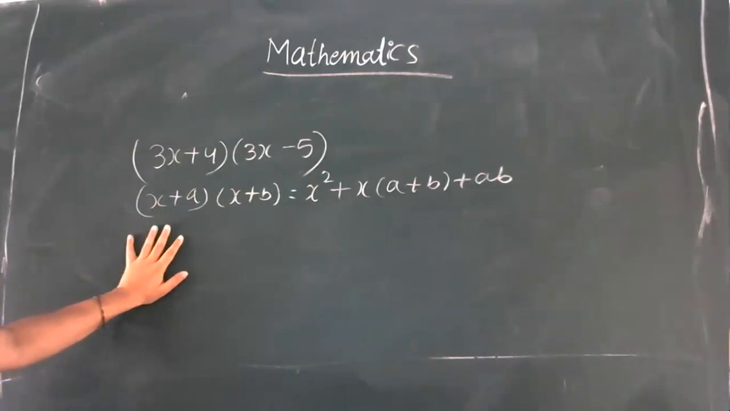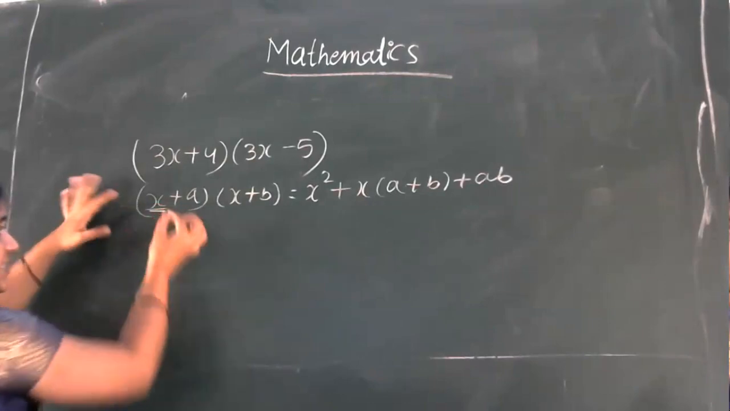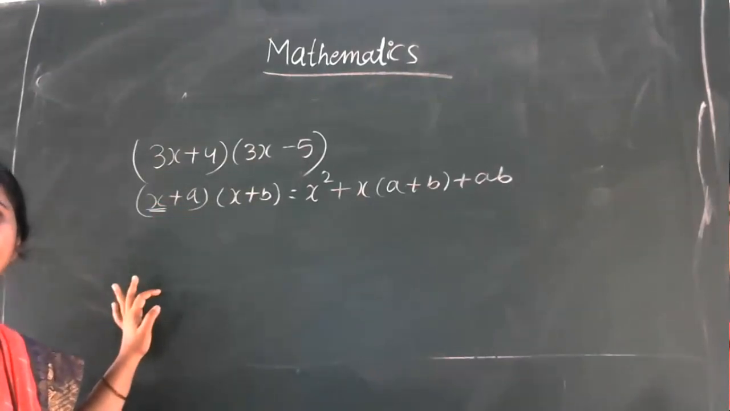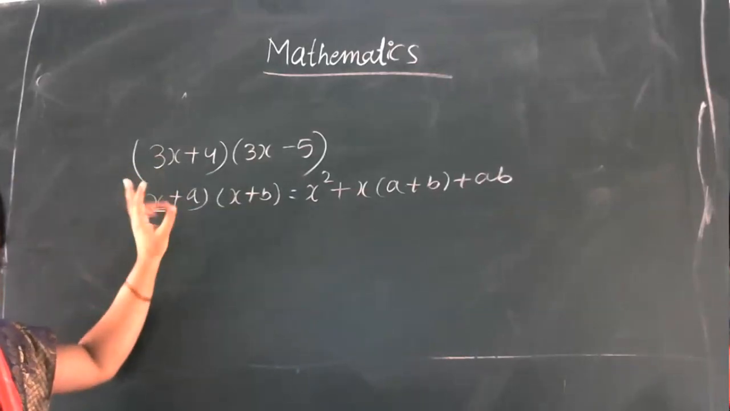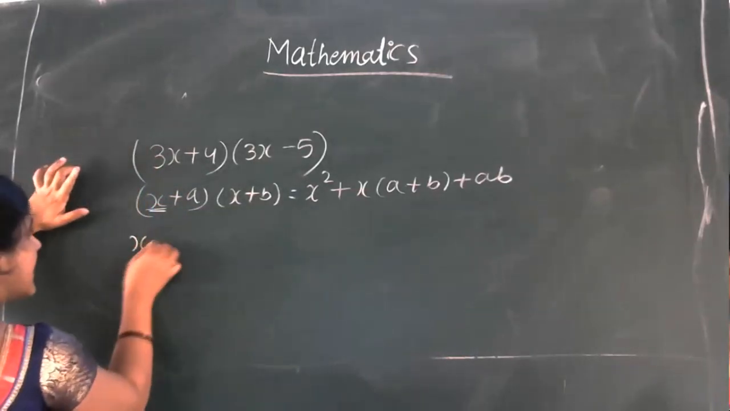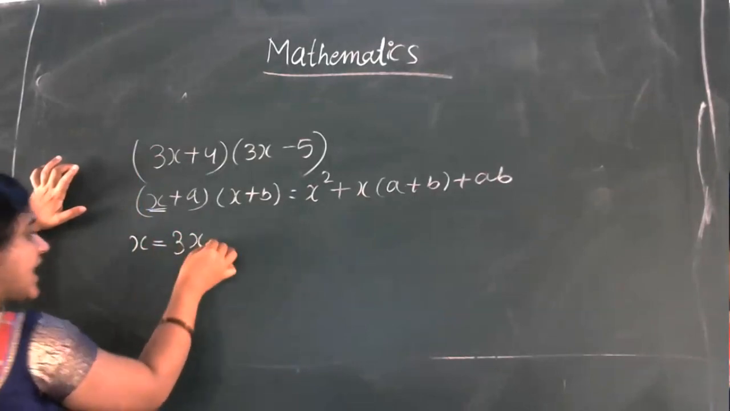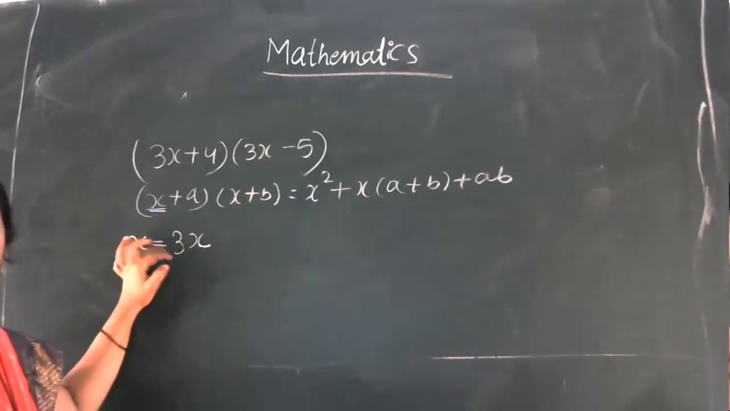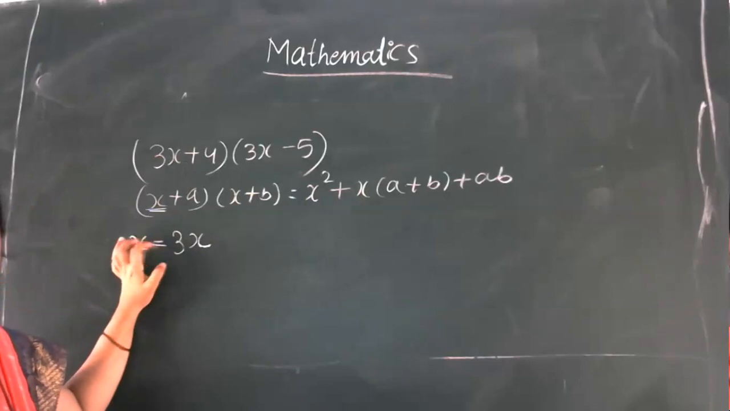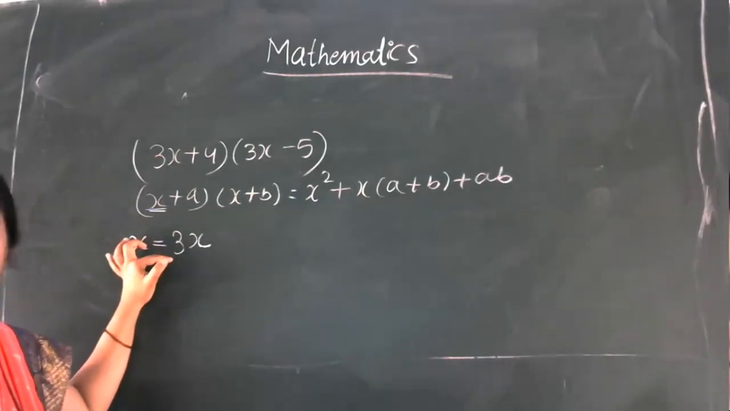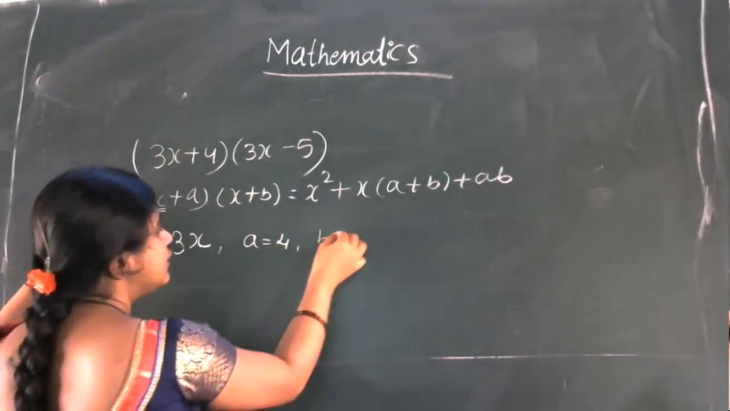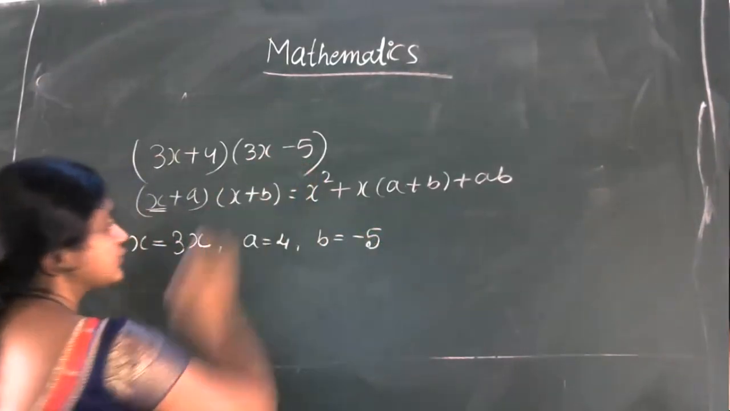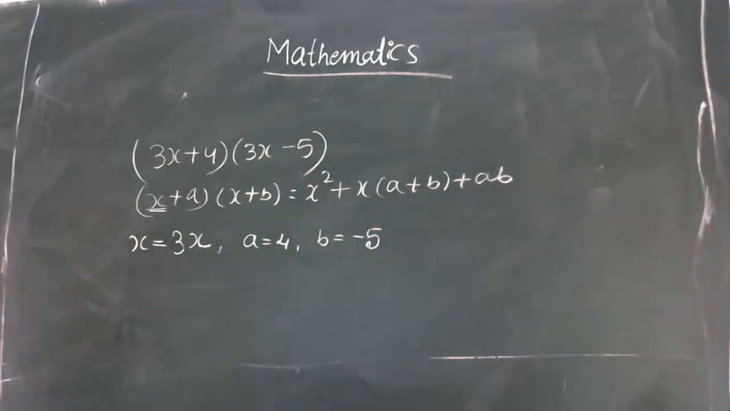Okay, here the difference is, in the example problem we discussed, only x was there. But in this problem, what is there in place of x? 3x is there. So you have to substitute x is equal to 3x. Clear? Then the a value is 4 and the b value is minus 5.